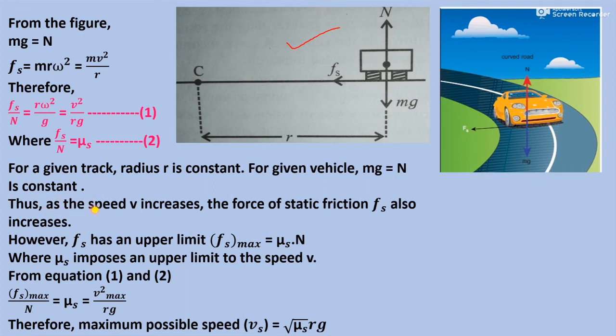So, what is remaining now? I want to tell you one thing here. What we have seen is that r is constant, and N and mg are also constant. Which force is the remaining factor here? That is Fs. What is the Fs formula? That is mv square by r. As you can see, if you increase v while taking a turn, the force of static friction also increases, as Fs is playing the role of centripetal force.